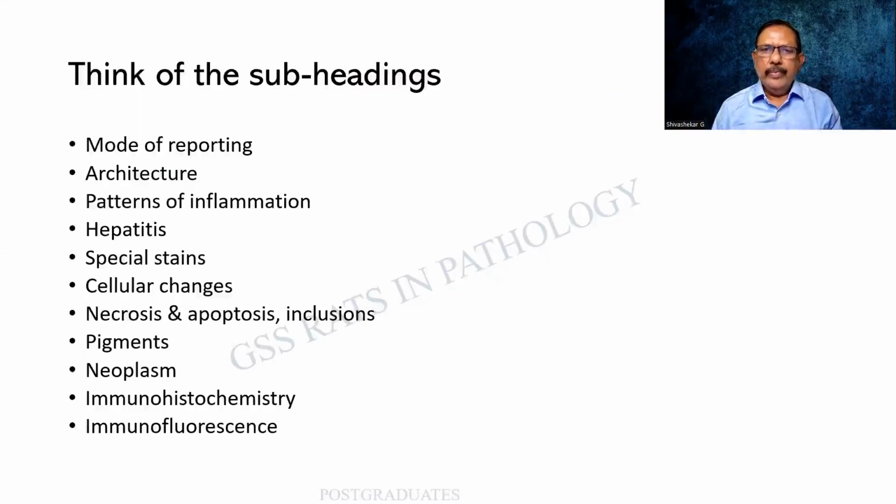Always I used to say, think of the subheadings. The subheadings will take you to the answer. Also, there should be a refreshment of the previous chapter before we start anything anew. In this, we shall be talking about the mode of reporting, architecture, patterns, various hepatitis, any special strain, which I have already covered, cellular changes, necrosis, apoptosis, pigments and neoplasm. Also, I shall be touching upon the IHC and immunofluorescence, just to highlight where these exactly fall.